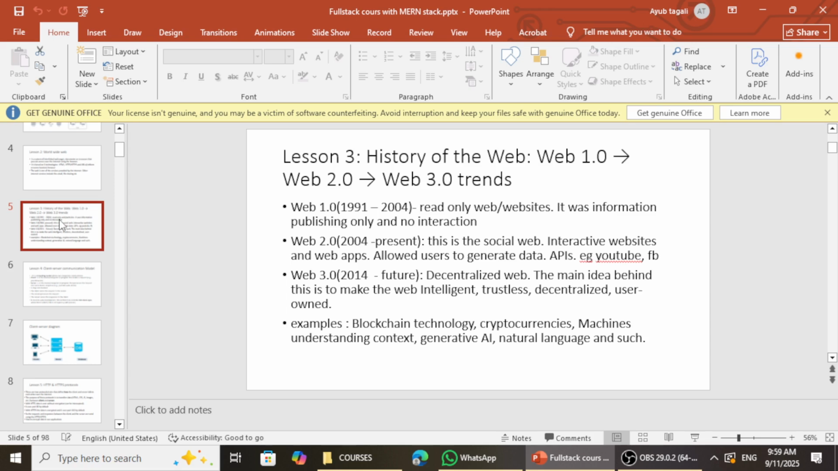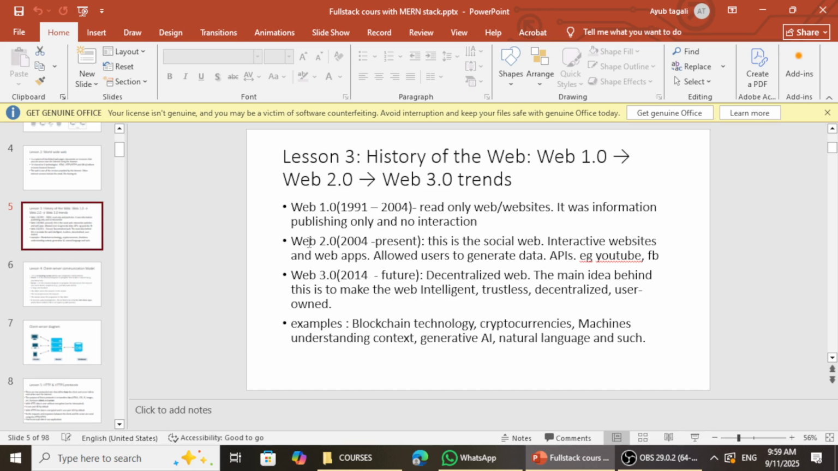So the World Wide Web was invented in 1991, and the first version of web, which is web version 1, we have the web that is known as the read-only web, where we only have a static kind of websites where the users could only be able to view the information on the website, but then they cannot be able to post any information, or they cannot be able to generate any information. So this kind of web sites, or this version of web applications, are called the read-only websites. It was information publishing only and no interaction was involved.